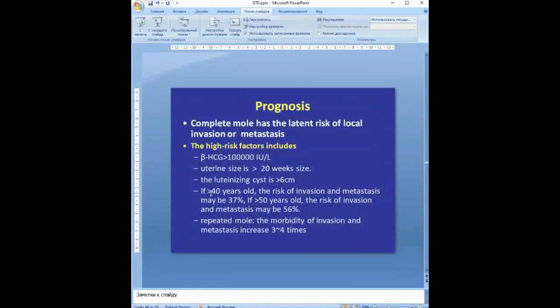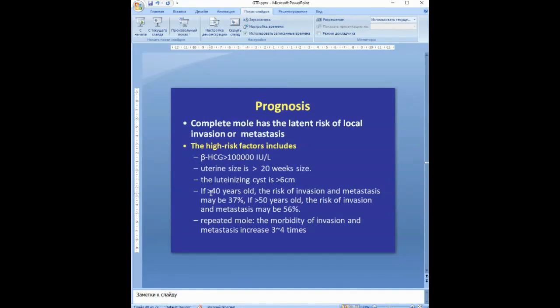Prognosis. Complete mole has the latent risk of local invasion or metastasis. The higher risk factors include beta HCG more than 100,000 international units per liter, uterine size more than 20 weeks size, and theca lutein cysts more than 6 centimeters.